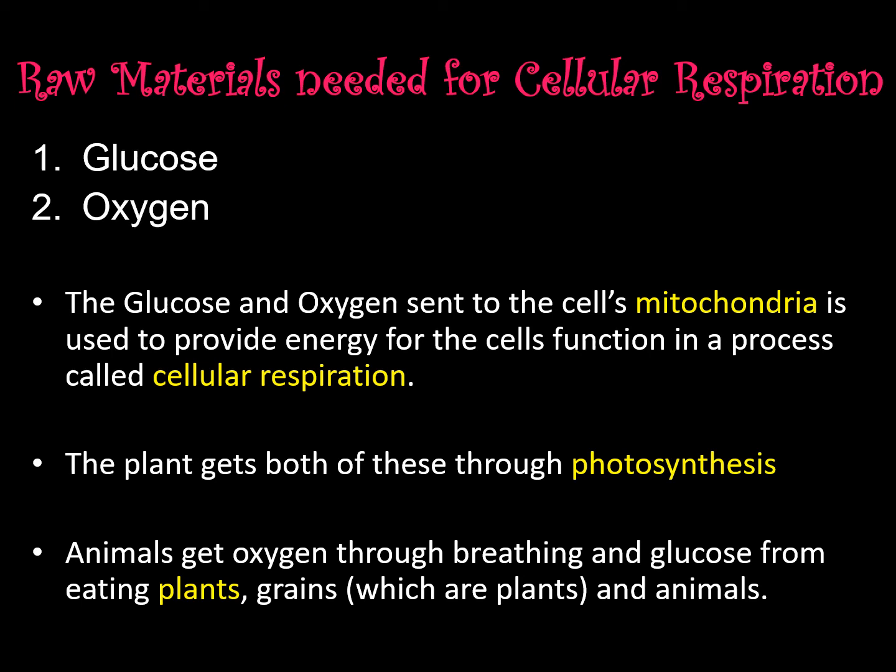So what's needed for cellular respiration, now we're talking about animal cells, is we need glucose and we need oxygen. It's sent to the cell's mitochondria, and it produces that function known as cellular respiration. The plant gets both of these through photosynthesis. Animals get oxygen through breathing and glucose from eating plants.